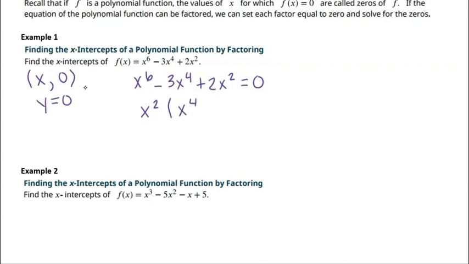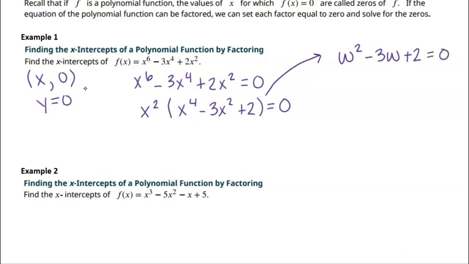That leaves me with x to the 4th minus 3x squared plus 2. I then notice this as a sneaky quadratic, or a quadratic in sneaky form, if you will. If this was w squared minus 3w plus 2 equals 0, then two numbers that multiply to positive 2 and add to negative 3 would be negative 2 and negative 1.